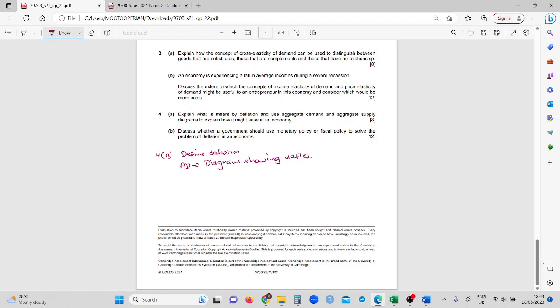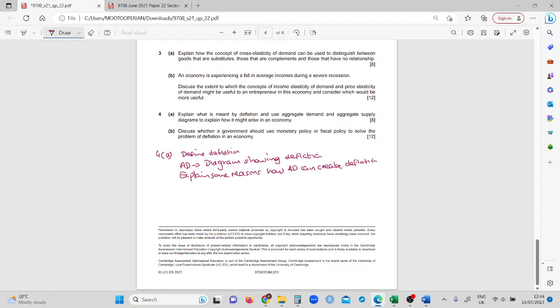deflation. And then you explain some reasons, explain some reasons how changes in aggregate demand can create deflation.